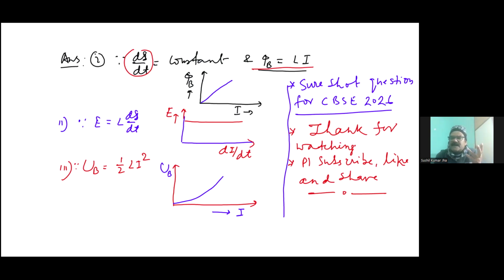When something remains constant, तो ये क्या होती है, x axis के parallel हो जाती है line, and so the graph is like this. And third one is the magnetic potential energy versus current. It is half L I square. So this is UB proportional to square of current. So it will be a parabolic graph. And thus we get the graph, and all first 5 marker numerical, second 2 marker, and third is 3 marker. 10 marker questions or numerical sure short certain for 2026 exam.